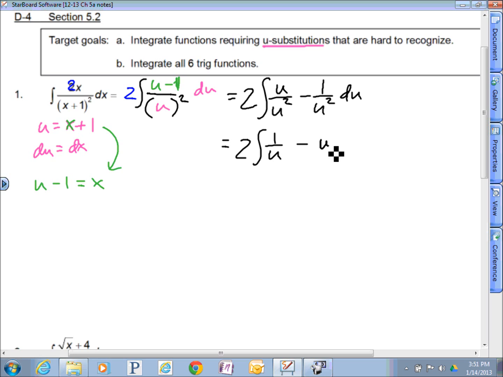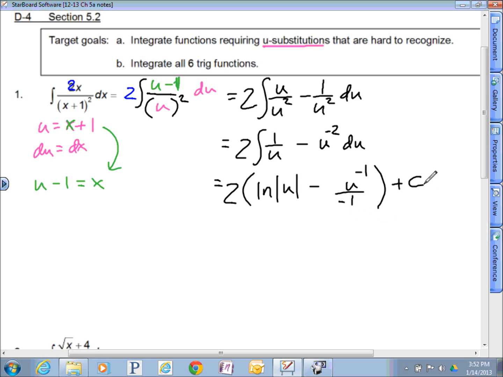Well, I'm going to write 1 over u squared as u to the negative second du, and I'm hoping you've already made the connection that with these two different terms, we're going to do two different rules. First one, if I did make it u to the negative first, that power rule won't work. So how about 2 natural log of absolute value of u minus, add 1 to the power, u to the negative first, divide by the new power. I'd be dividing by a negative 1 plus my c.